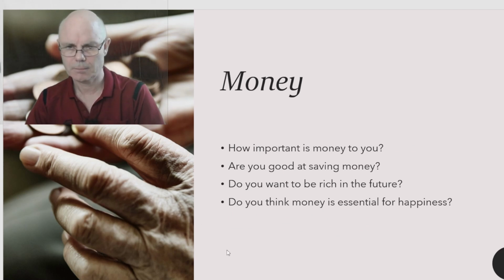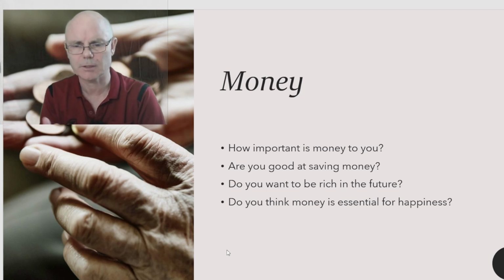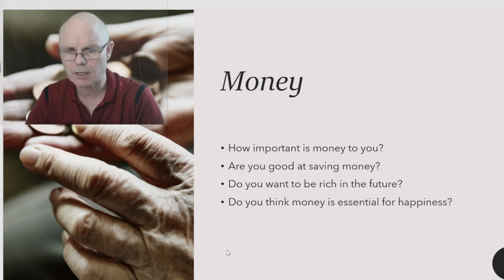Questions? How important is money to you? I think it's important to most people, but for me in particular, I would have to say that it is paramount, because without money, you can't do anything. Paramount means important. Are you good at saving money? There's an idiomatic expression to do with this, isn't there? Can't think what it is. Never mind, move on.